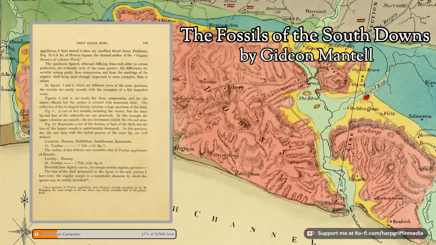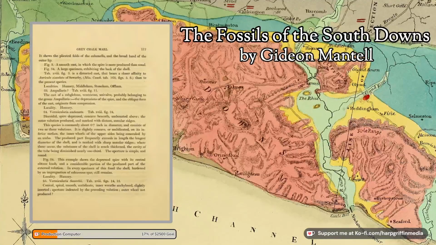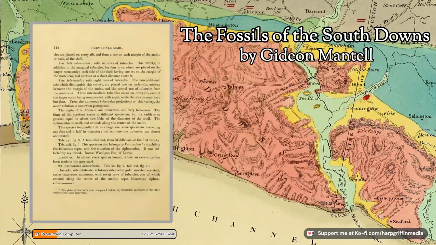The angular margin is a remarkable character by which this species may be readily identified. In a specimen of Trochus agglutinans from Grignon, recently presented to me by Monsieur Brongniart, the outer margin of the last whorl very closely resembles that of the present fossil. Var. costata. The plates of this work were completed before any illustrative specimens of the other varieties had been discovered.